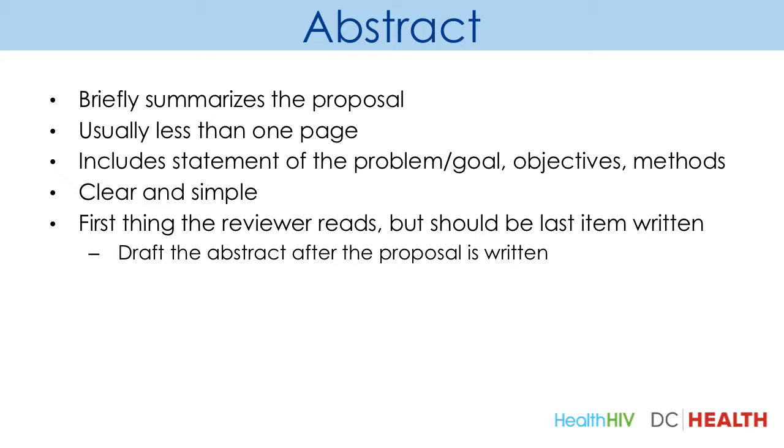The grant's abstract is a concise summary of the project, and it usually tends to appear at the front of the grant application. The abstract is an important part of the funding application, and it should actually describe the major aspects of your proposal. It tends to briefly summarize the proposal. It's usually less than 1 page. It includes statements of the problem or goal, the objectives, and the methods.